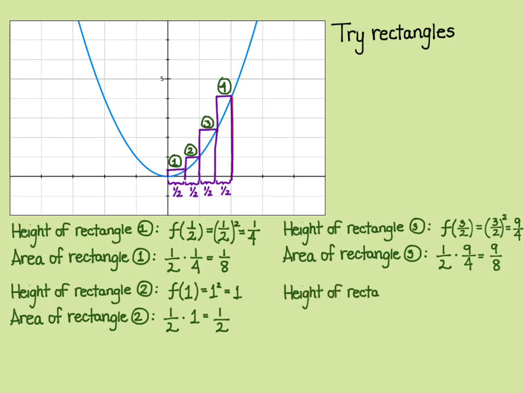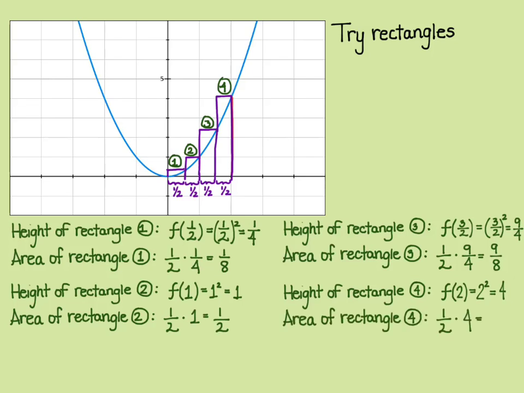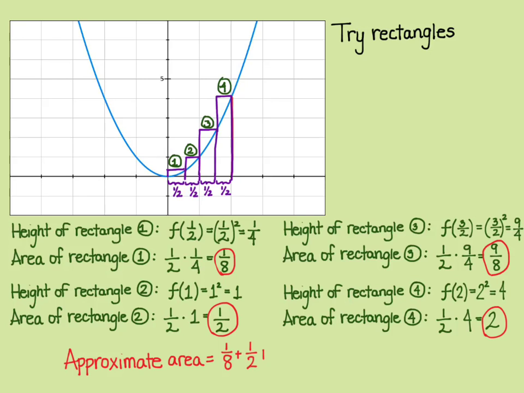And finally, we do the same thing for rectangle 4. Notice that this time we've had to move over 1/2 4 times, which is the same as moving over to 2. So we have f of 2 equals 2 squared, which is 4. And the area of the rectangle is going to be 1/2 times the height. So that's 2. So now we've found the 4 areas of these rectangles, we can add them all up to get the approximate area under the curve. So we end up with 1/8 plus 1/2 plus 9/8 plus 2, which ends up being 30/8, which comes out to 3.75.